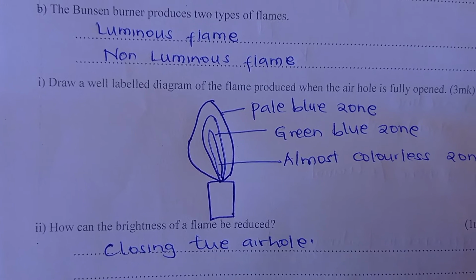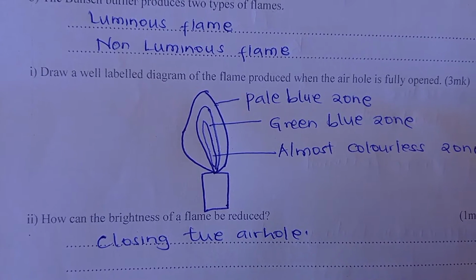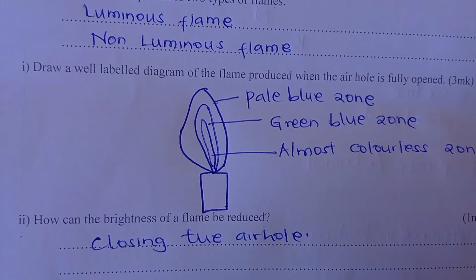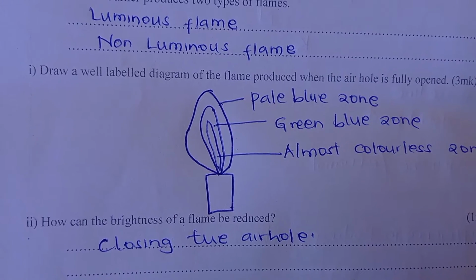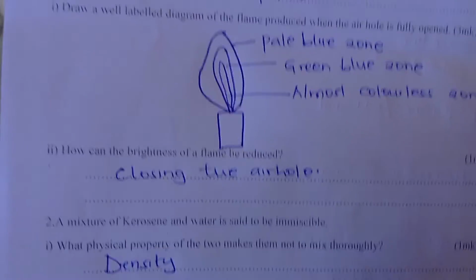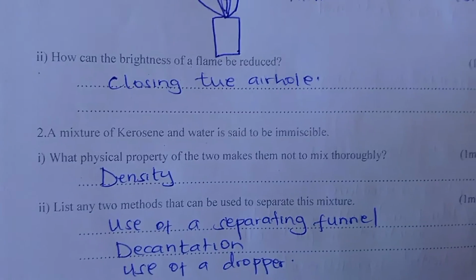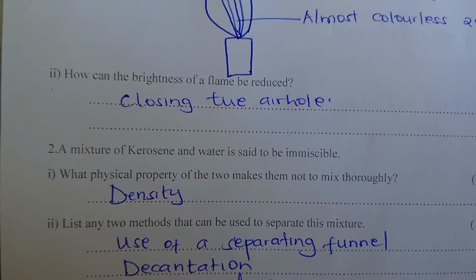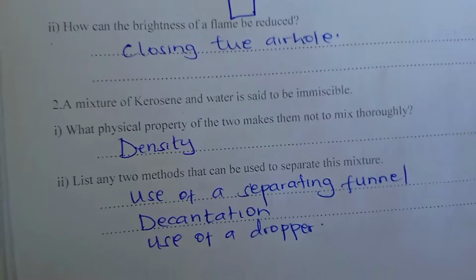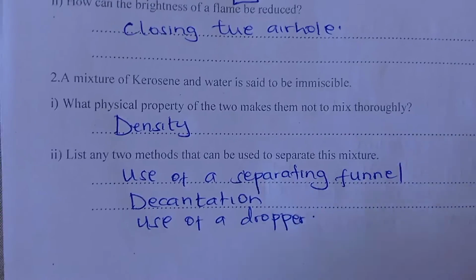Then you're told to draw a well-labeled diagram of the flame produced when the air hole is fully opened. That is a non-luminous flame. It has three zones. It has the pale blue zone, the green blue zone, almost colorless zone. How can the brightness of the flame be reduced? Of course, by closing the air hole. By closing the air hole, you turn it from a non-luminous to luminous, and therefore the brightness of the flame will turn.